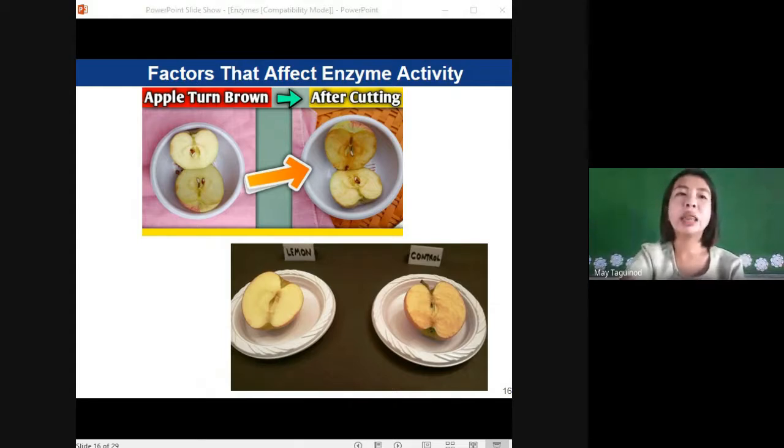So when an apple is cut open, an enzyme, or the protein that causes chemical reactions, called polyphenol oxidase, is released from the cells of the apple and reacts with the oxygen in the air. This reaction causes the fruit to turn brown, similar to rust forming on metal.